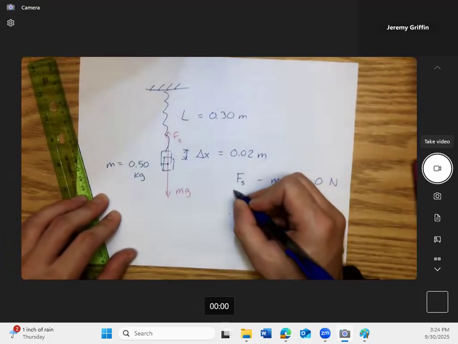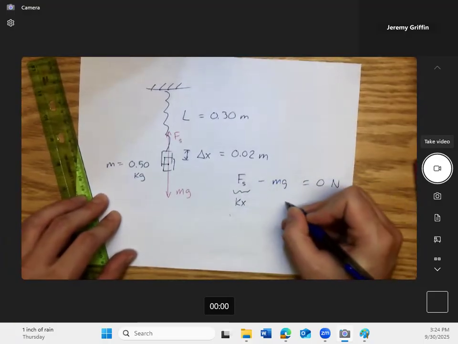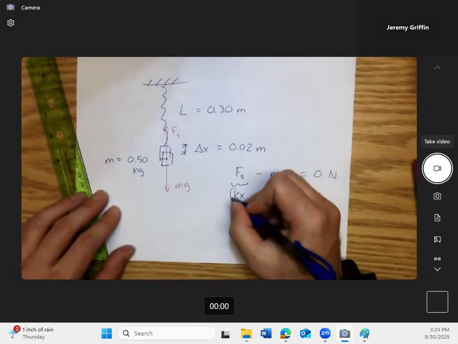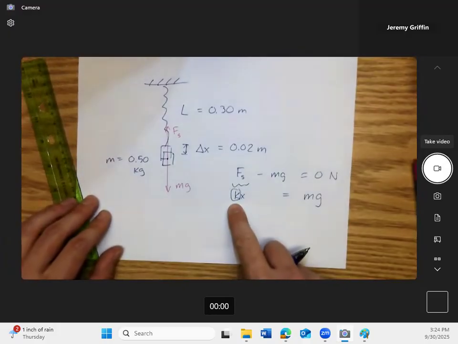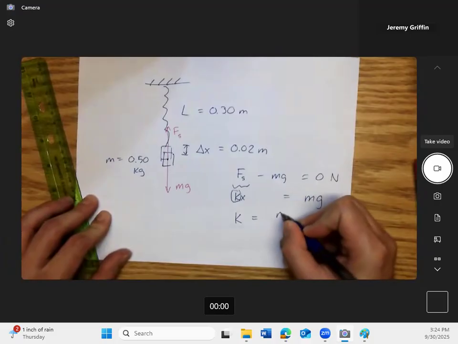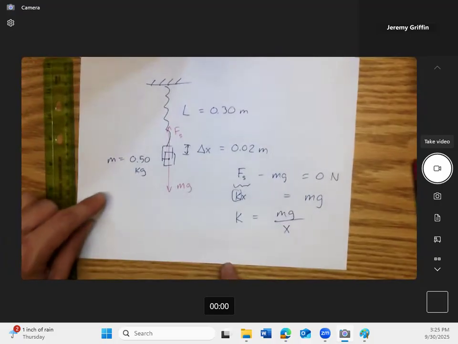Spring force is equal to kx, and the weight equals mg. The question is, what's the spring constant of the spring? How stiff is the spring? So can I divide over x? So the spring constant is mg over x. Right? Now we can just plug the numbers in.